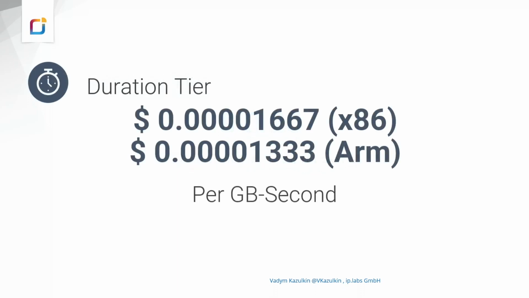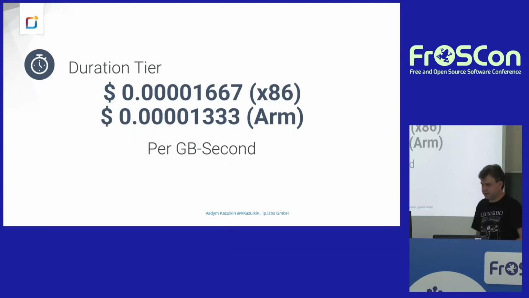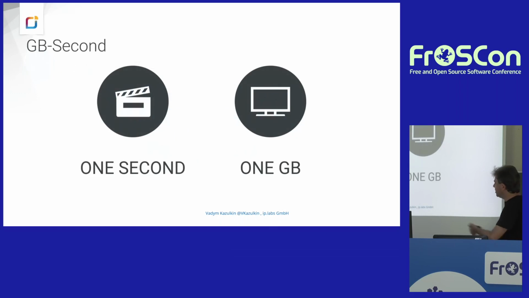The duration tier is much more interesting, where we pay per gigabyte-second. If we assign 1 gigabyte of memory to the Lambda function and it runs for 1 second, we pay this amount. It also depends on the hardware architecture. x86 was there forever, and last year they also added ARM, the Graviton processor, which AWS developed themselves, and it is cheaper. So generally that means 1 second per 1 gigabyte. If we select 1 gigabyte of memory and the function runs only half a second, we pay half of the amount given.